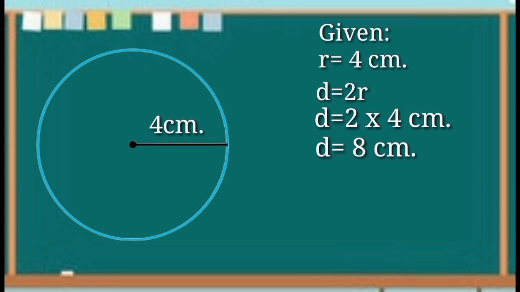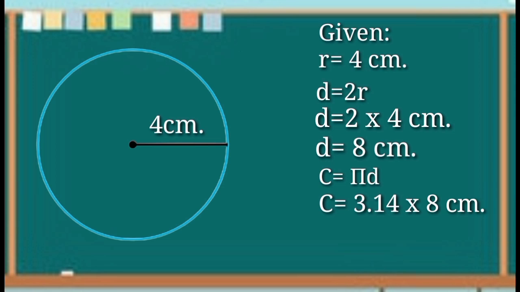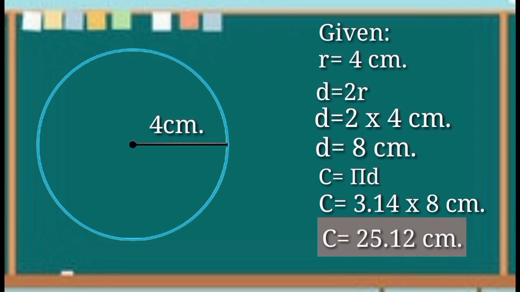Now let us find the circumference. Our formula in finding the circumference of a circle is C equals pi D or pi times D. Let us substitute. Pi equals 3.14 times our diameter equals 8 centimeters. So let us multiply 3.14 by 8 centimeters. We have circumference equals 25.12 centimeters.